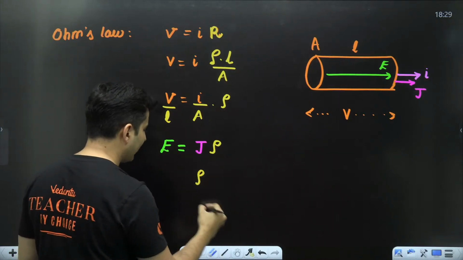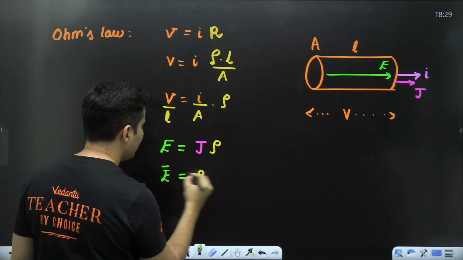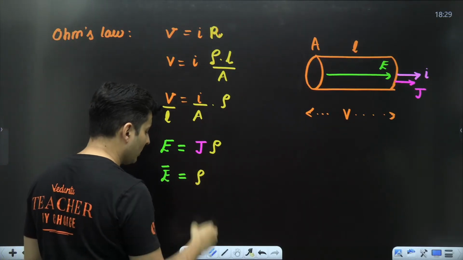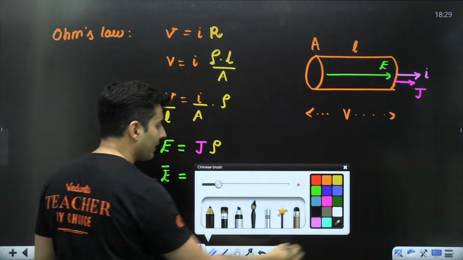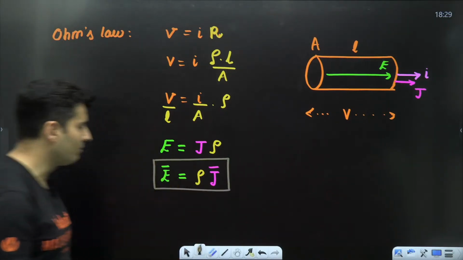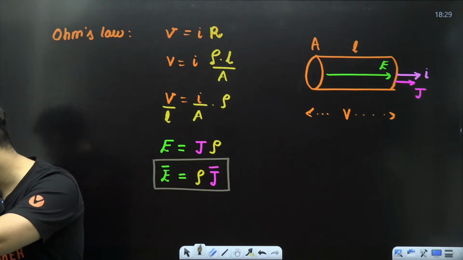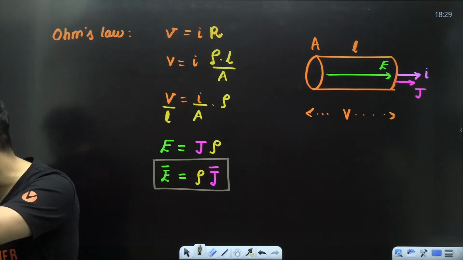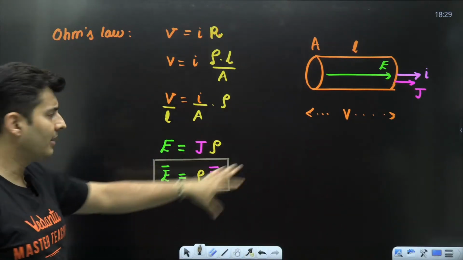In fact, in vector form, it is written down like this. E bar is equal to rho J bar. E is a vector, rho is not a vector, J is a vector. This is the vector form of this equation, very, very important. E bar is rho J. Everyone, till this point clear? Absolutely. This can be useful for finding the electric field inside a conductor.